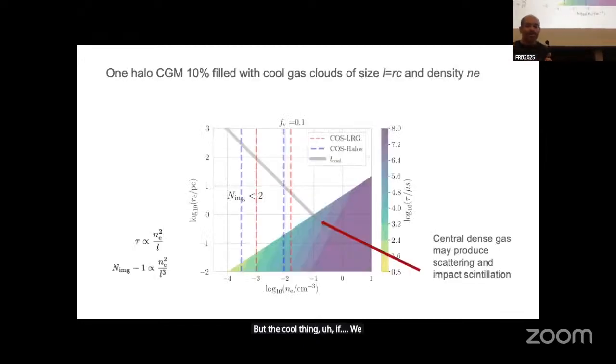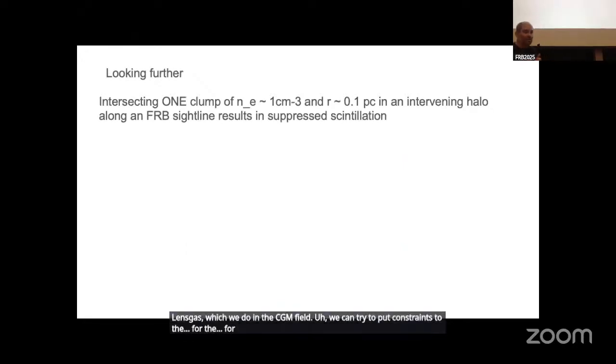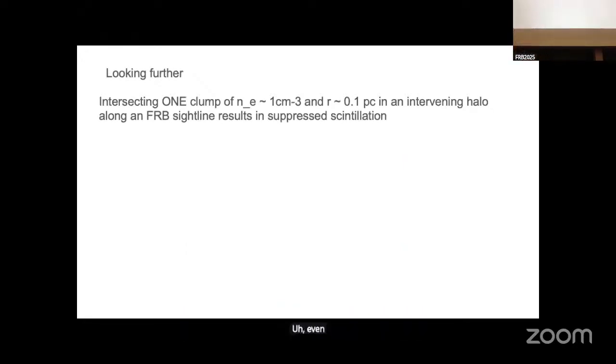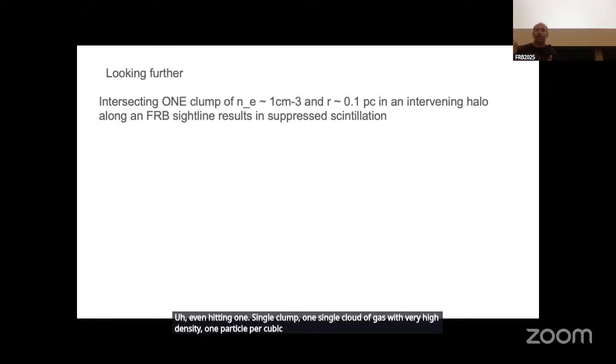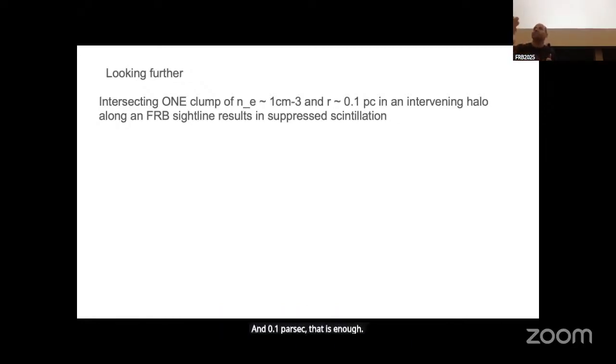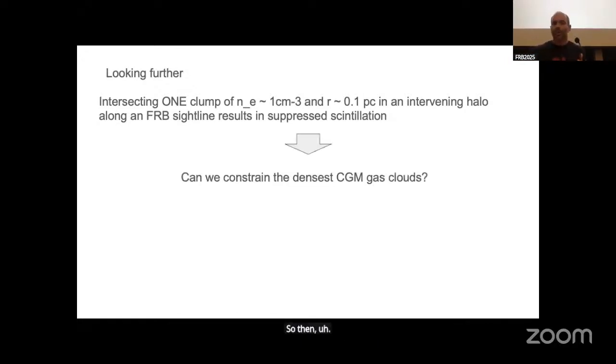But a cool thing is, if we care about the dense gas, which we do in the CGM field, we can try to put constraints on this dense gas. In particular, even hitting one single cloud of gas with very high density, 1 particle per cubic centimeter, and 0.1 parsec, is enough to suppress scintillation from an FRB, say at redshift 0.something, and at 1 gigaparsec you have one of these clumps, and that would be enough to suppress scintillation. So then you can wonder whether you can use that to put constraints on this gas.